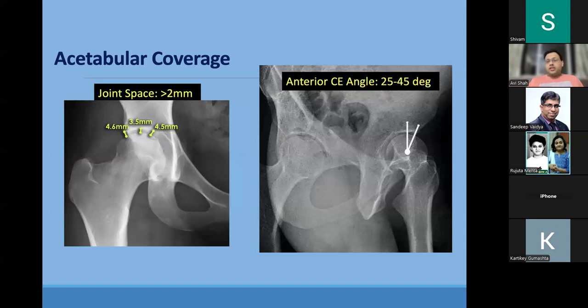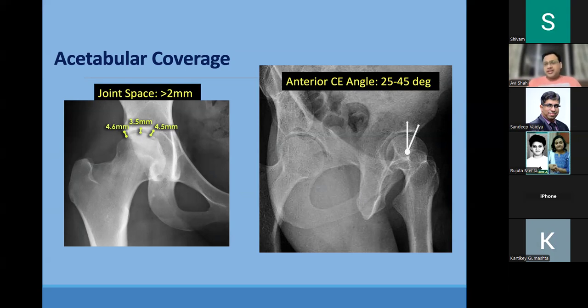Next, we need to look at joint space. A lot of the conditions we see, if the hip is subluxed or if there is chondrolysis or some internal pathology, the joint space can be narrowed. Ideally, you should have joint space more than 2 millimeters in all the zones: lateral zone, central zone, and medial zone at least. If it is variable in zones, that means there may be some cartilage pathology or subluxation of the hip, which we need to look at.